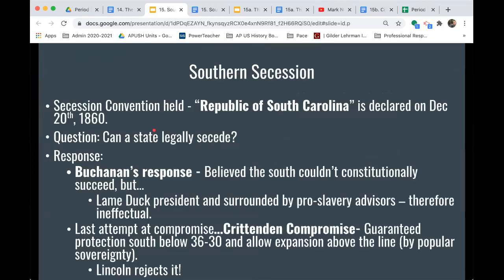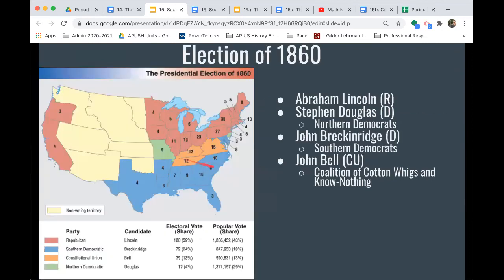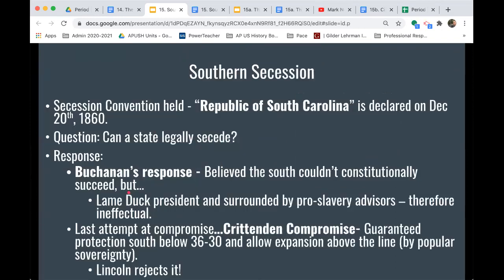So with the election of a Republican, the Deep South, the Lower South, down here, South Carolina and across, are going to say we're out, we're gone, we're done. Of course, South Carolina goes first. They hold their Secession Convention in December of 1860. So Lincoln is elected in November of 1860.